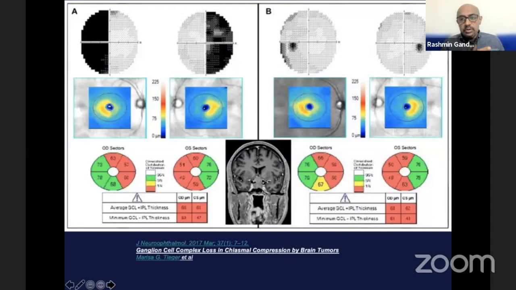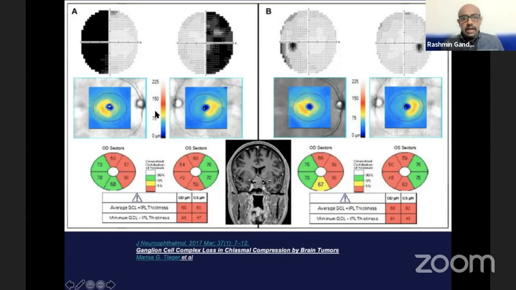So that was peripapillary average RNFL. The newer concept, a relatively newer thing to look at, is GCC, or ganglion cell complex. It comprises two layers, the ganglion cell layer and the inner plexiform layer. And this is how the map looks.